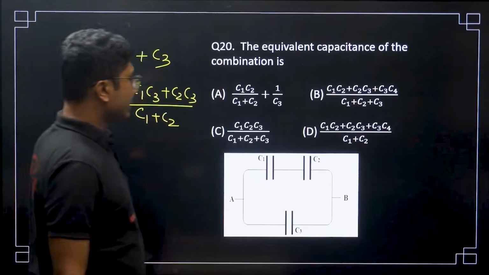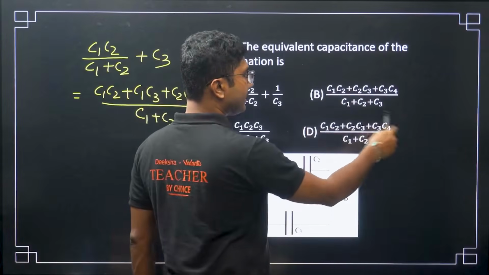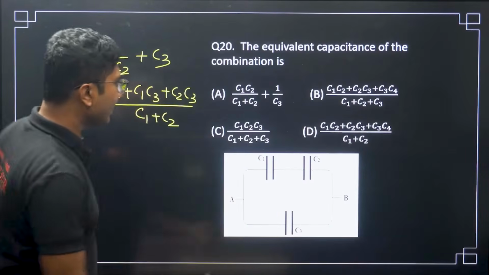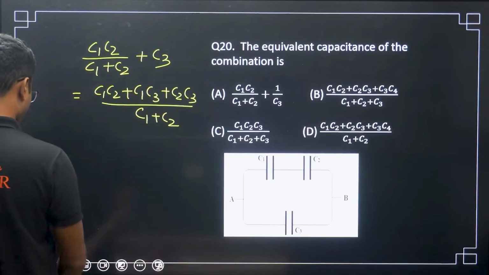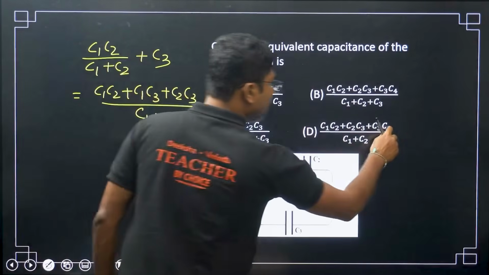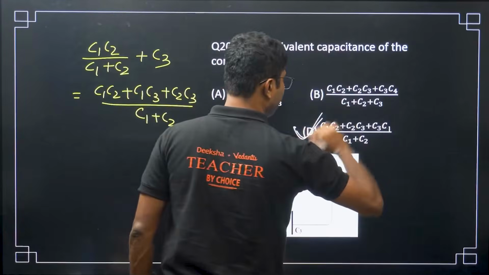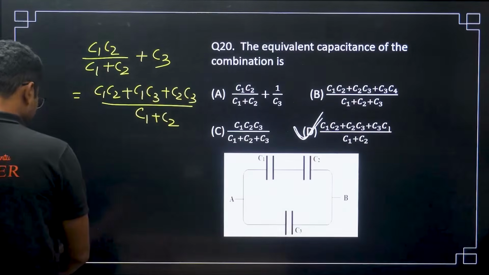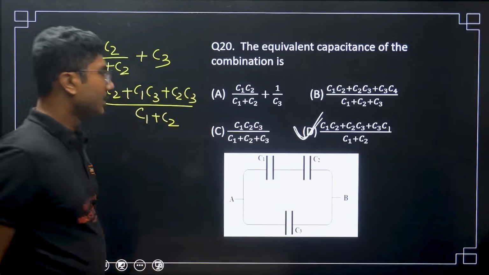Okay, so let's see. C1 plus C2, C1 C2, C2 C3, C3 C4. C4 is not there, I think there is one small mistake, it will be C3 C1. So this is the correct answer for this particular question. In fact, you can answer this question after seeing the denominator only, right?